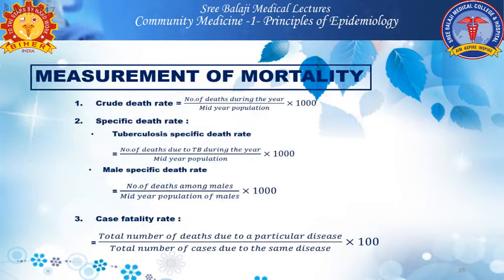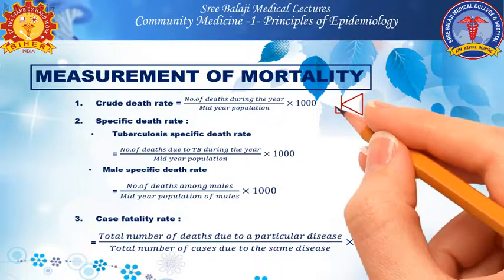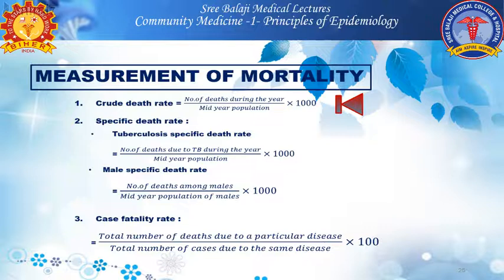So we have various measurements to assess mortality, which includes crude death rate, which is the number of deaths occurring during the year divided by mid-year population into 1,000. Specific death rate. For example, we have tuberculosis specific death rate, which is number of deaths due to TB during the year divided by mid-year population into 1,000.